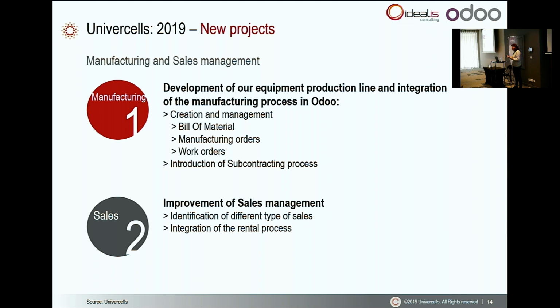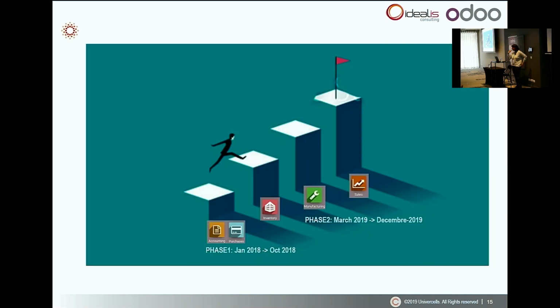The other project is the sales improvement, which, if you remember, we put aside during the migration, and we decided now to develop it. First, it's to identify different types of sales, and secondly, it's to integrate the rental process. These are the two major things we want to implement in the sales management process. So now I'll give the floor to my friend, Sébastien, please.